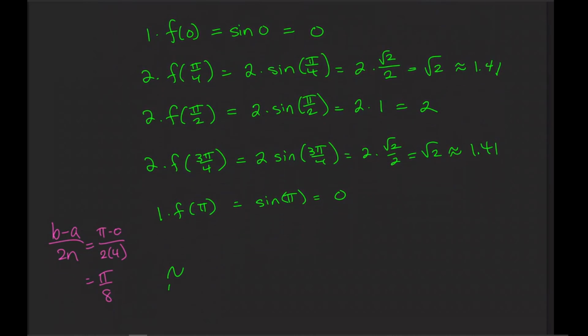So all told, this is an approximation, so that's why I use a squiggly equals sign. It's going to be pi over 8 times 0 plus 1.41 plus 2 plus 1.41 plus 0, or approximately 1.974.